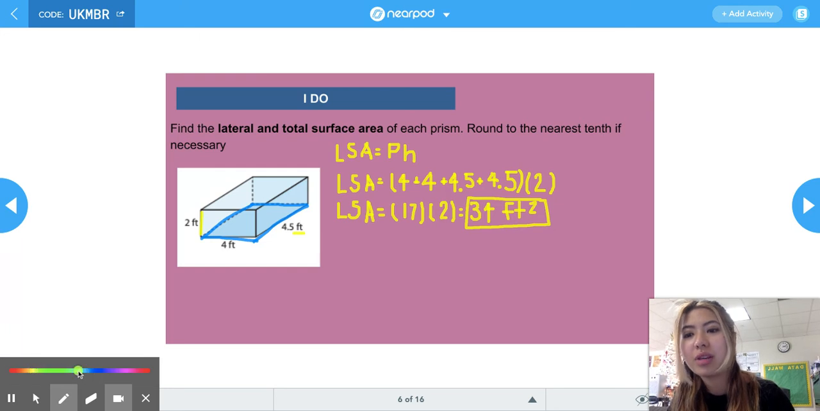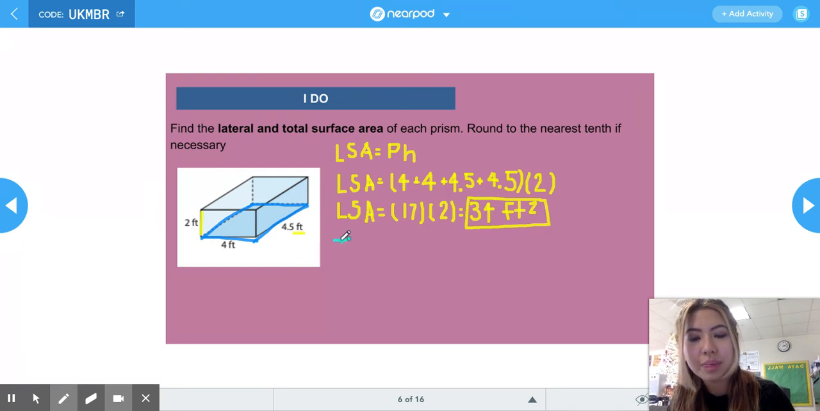Then from here, we're going to use the formula for the total surface area, which is P times H plus 2 times B. So as you can see, the total surface area formula includes the lateral surface area. So what we're going to do is just plug that number in. So we have TSA, which represents total surface area, is equal to P times H, we found was 34.